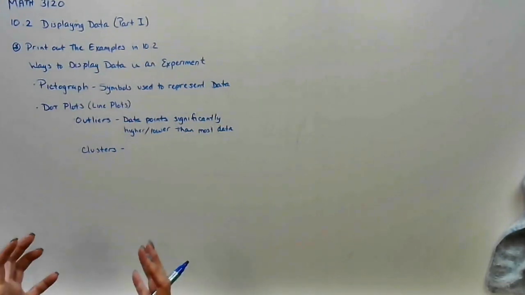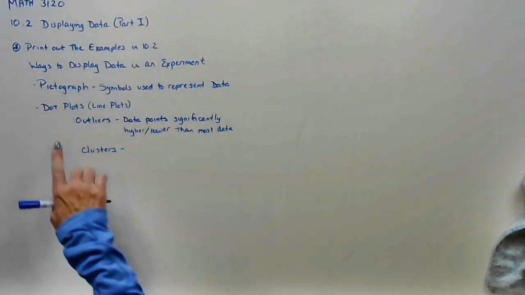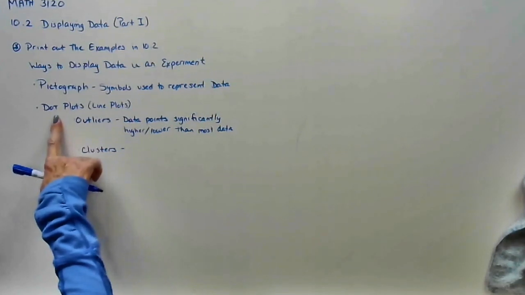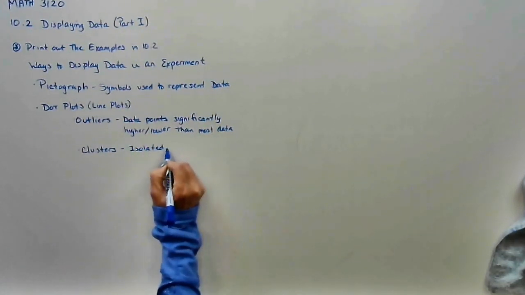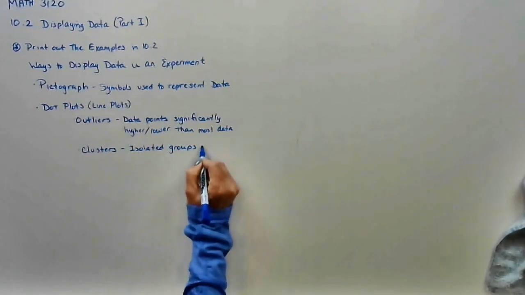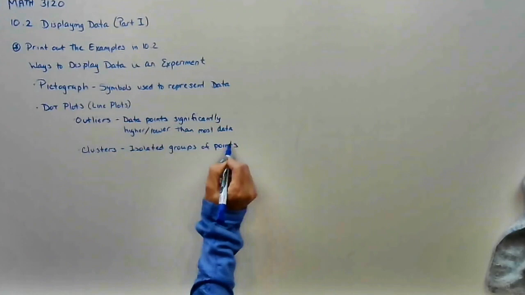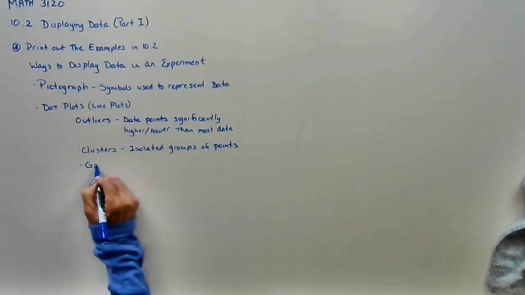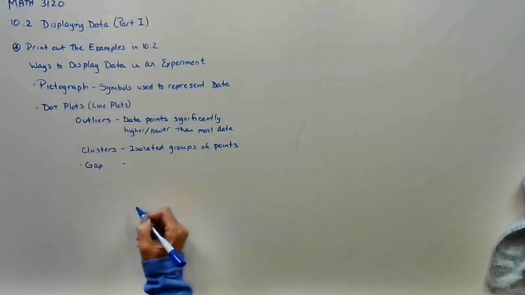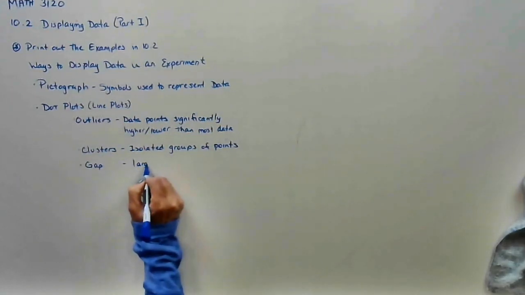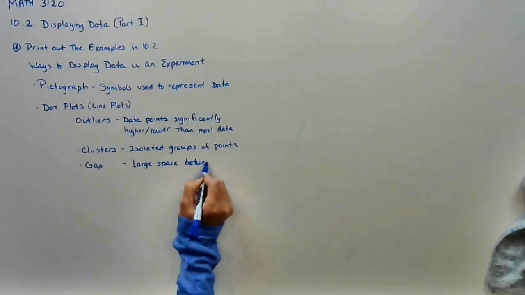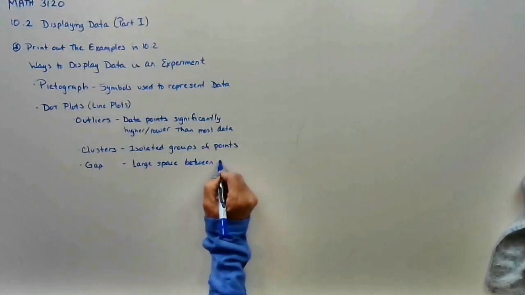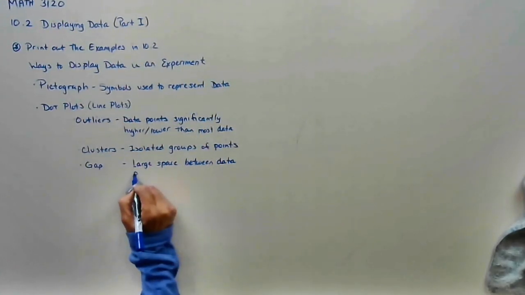So sometimes you see things clustered together. I use dot plots when I'm looking at overall grades for a test or quiz, and you'll see that when I give you an example. So these are isolated groups of points. And then sometimes we have a gap, which is pretty much what you think it might be. It's a large space between data points, sometimes a large space between clusters.